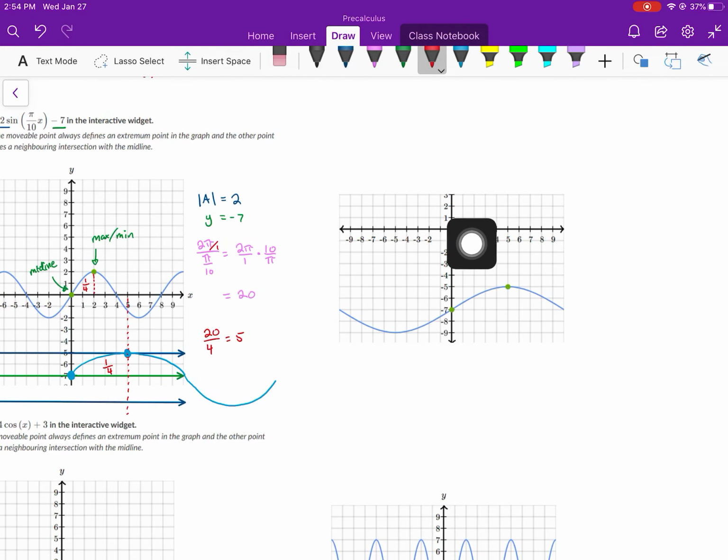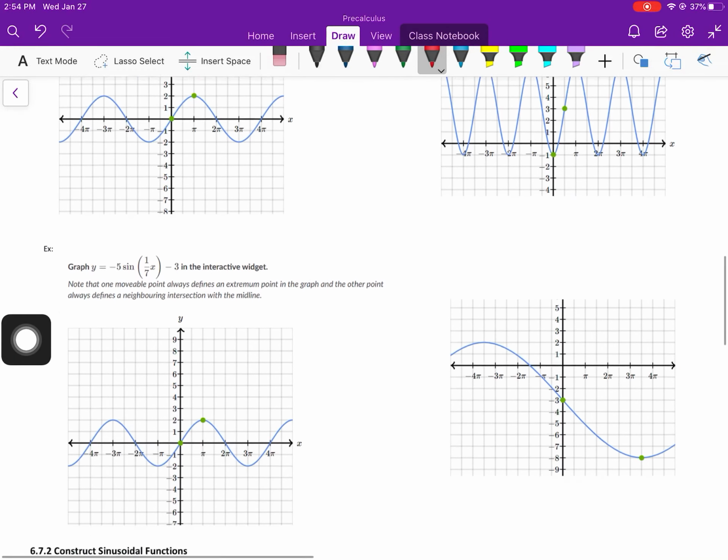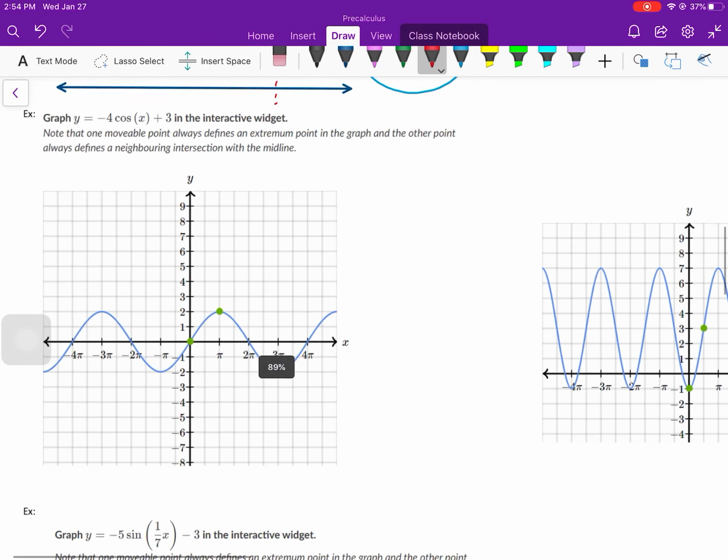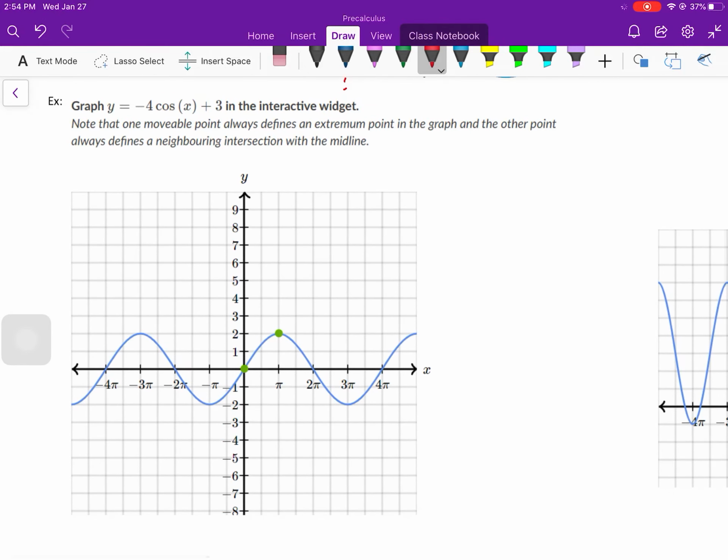Of course, it's a different view of the graph because you can see I cut off the top and show the bottom. Let's look at cosine and then one more sine after that. So let's start with our amplitude.